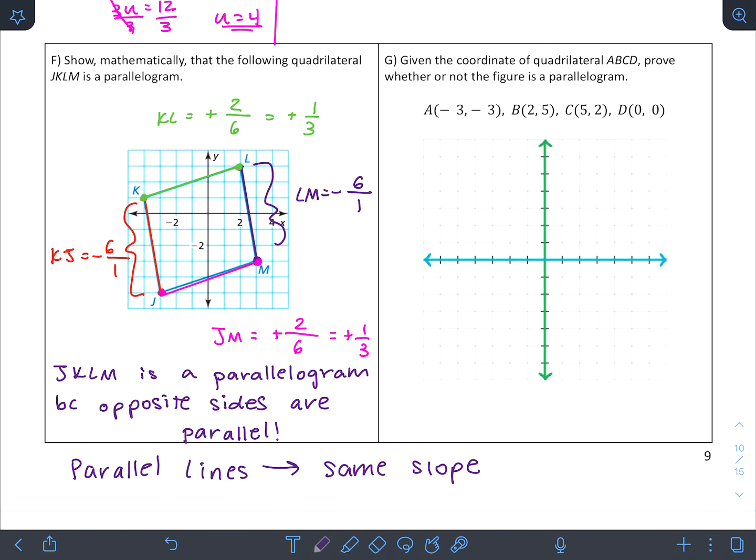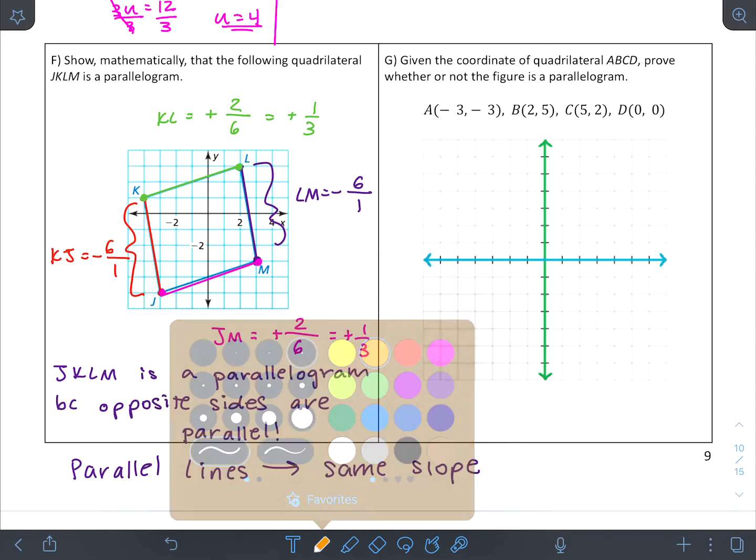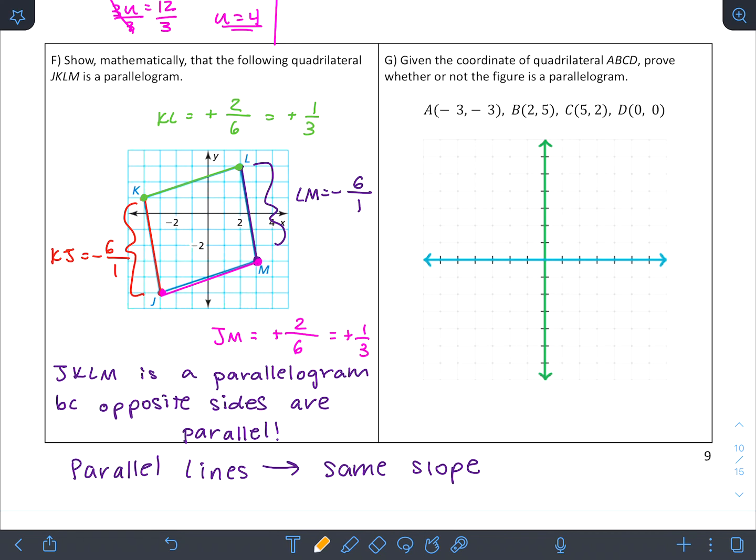So as I go through and I start graphing this one, okay, what do I have going on? Well, -3 is A. Then I have 2, 5, which is the location of point B. I have 5, 2, which is the location of point C. And I have 0, 0, which is the location of point D. So yes, what are you saying? Miss Colbank, there's no way that this is a parallelogram. And you know what? You're right, but we're told to prove it. I can look at that and know that's not a parallelogram.